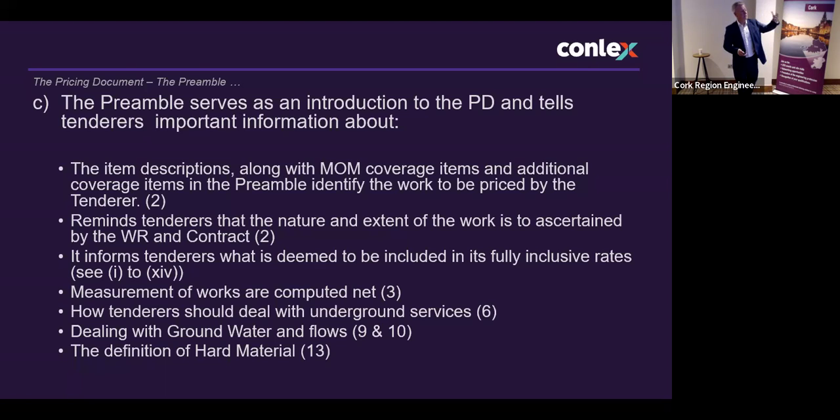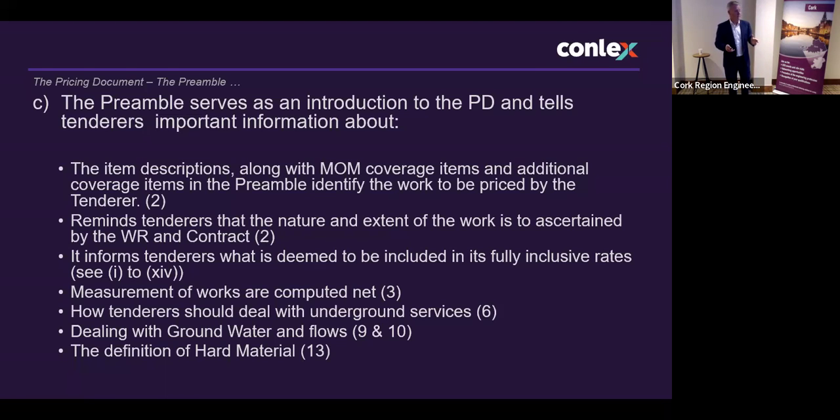It'll tell tenderers about the nature and extent of the work that is supposed to be ascertained from the works requirements. It'll give information in relation to the tenderers' rates, what they're to include for. They're supposed to be fully inclusive of the items between I and X1B. It tells tenderers that quantities are to be computed net. It tells tenderers how they should deal with ground conditions, maintaining flows, etc.